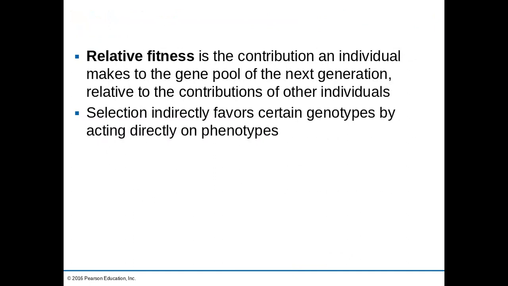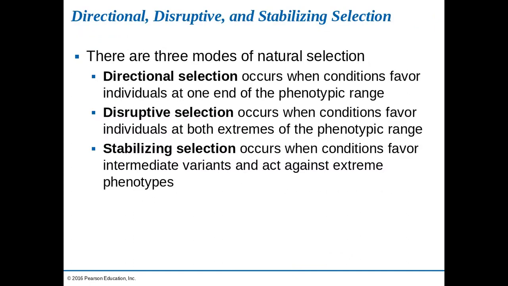And selection will favor certain genotypes by acting on the beneficial phenotypes. So by choosing the phenotypes that survive and reproduce better, you then are going to be selecting for the genotypes that result in those phenotypes. There are three modes of natural selection. So we've got directional, disruptive, and stabilizing. I'll explain them here, and then on the next slide, we'll look at some pictures.